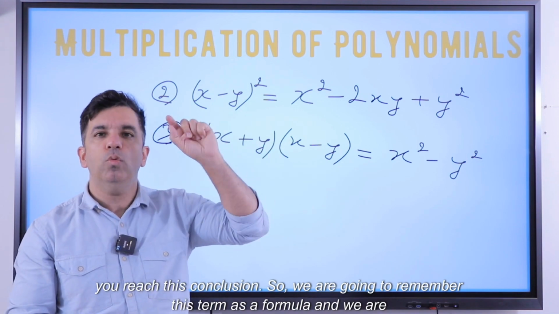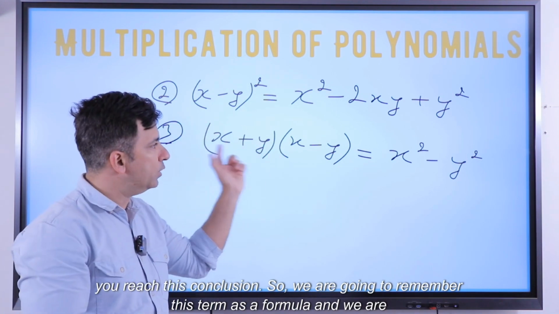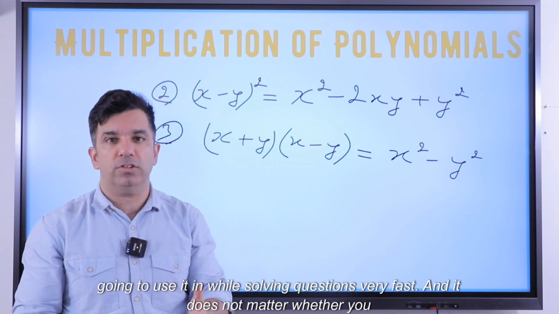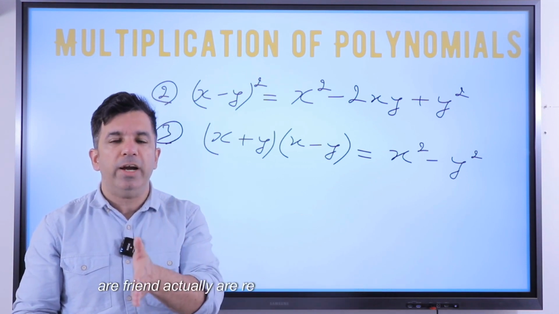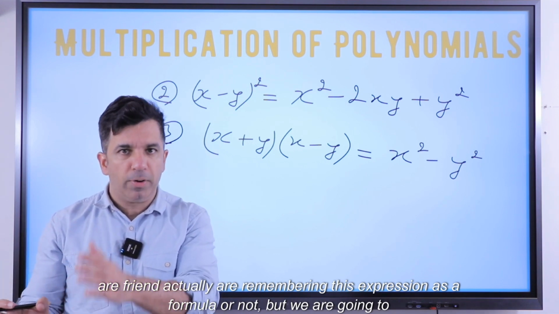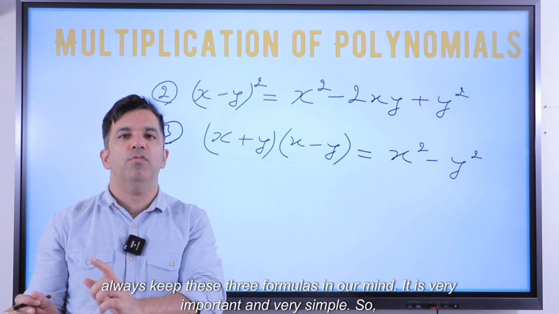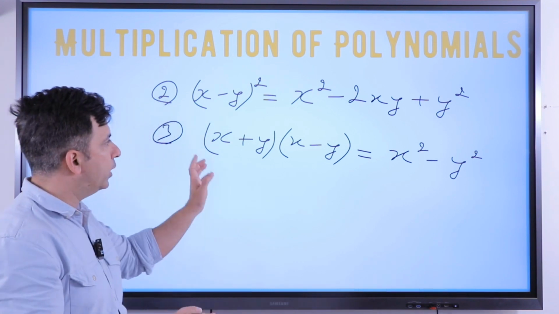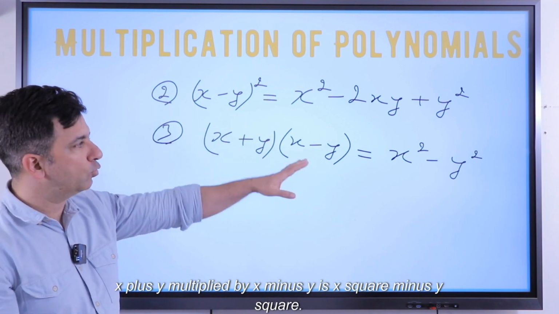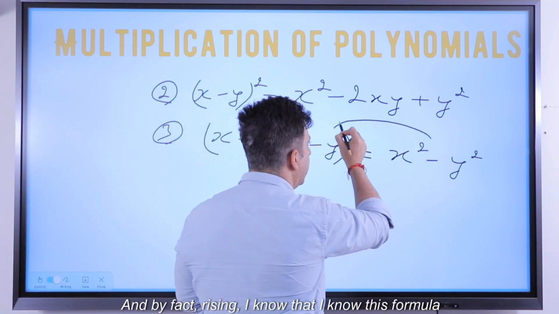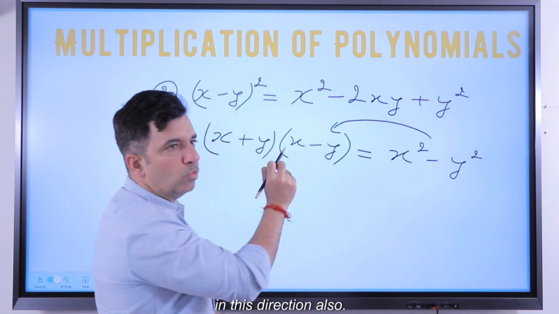So we are going to remember this term as a formula, and we are going to use it while solving questions very fast. It doesn't matter whether your friend is remembering this expression as a formula or not, but we are going to always keep these three formulas in our mind. It is very important and very simple. So x plus y multiplied by x minus y is x square minus y square. And while factorizing, I know this formula in this direction also.